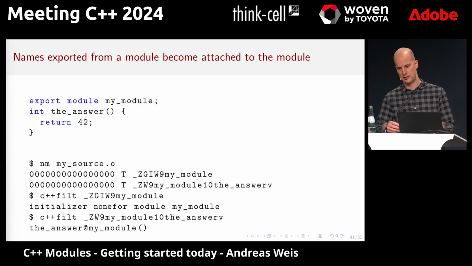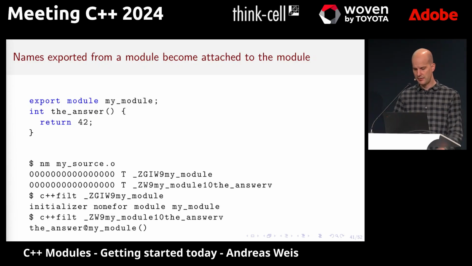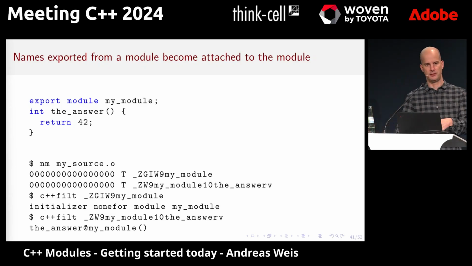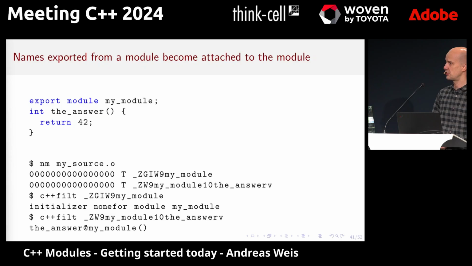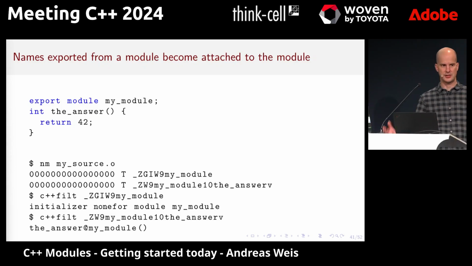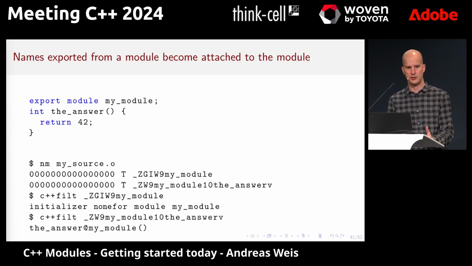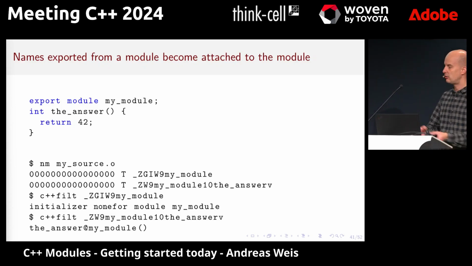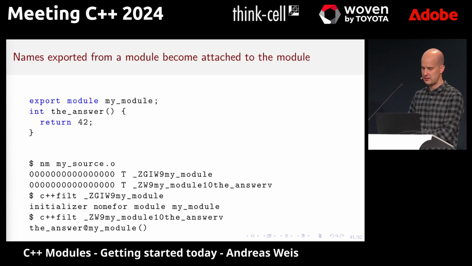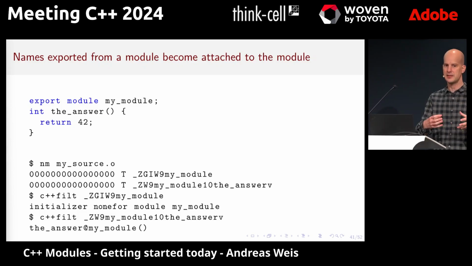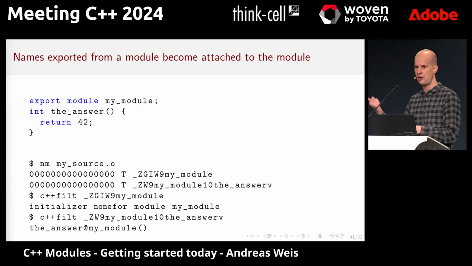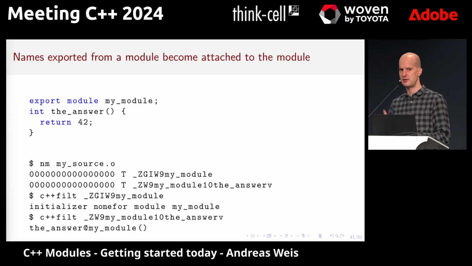So on the C++ name lookup level, the function is still just called the answer, and it still just lives in the global namespace, and that's how it can be found. And nothing changed about this. But now the build tool also has this information that, hey, this definition actually comes from this module. And that is not something that we had before.